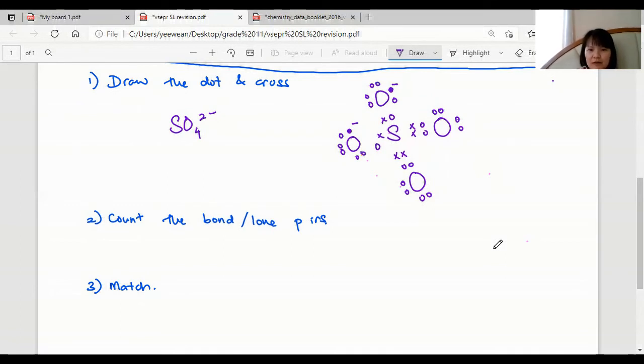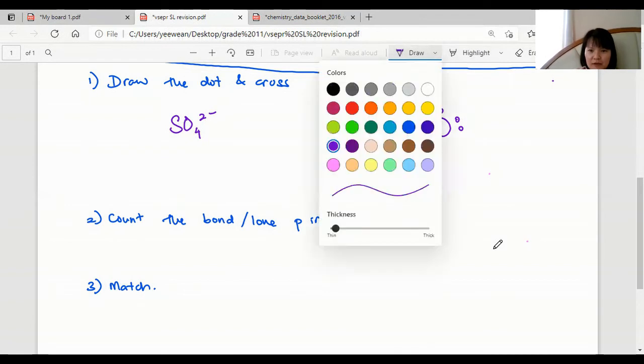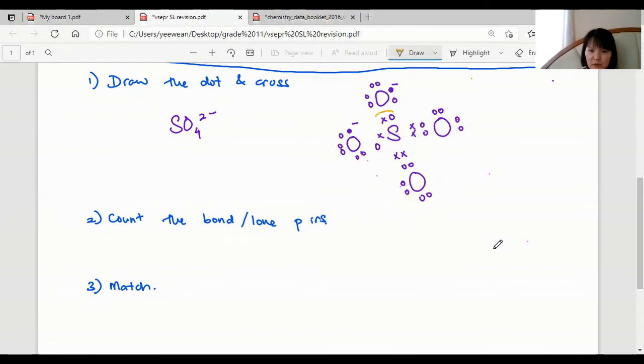Okay, so now I'm going to count my bonded pairs of electrons. 1 bond pair, 2 bond pairs, 3 bond pairs, 4 bonded pairs. Remember that a double bond cannot be separated like that. So when we have a double bond, we count it as 1 bonded pair. So we have 4 bonded pairs, and there's no lone pair, so 0 lone. So this shows that it's going to be tetrahedral shaped.